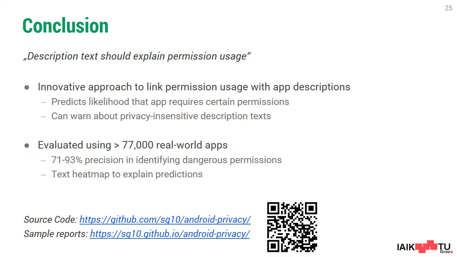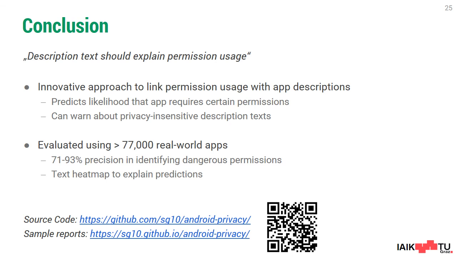So to sum up, our goal was to develop a system that can predict the likelihood that an Android app would require certain dangerous permissions based on the developer-provided description text. The use of a convolutional neural network enabled us to capture the context in which words occur and thereby outperforms purely NLP-based approaches. Our solution can be used to warn about privacy-insensitive description text and to raise awareness towards the explanation of security-critical functionality.